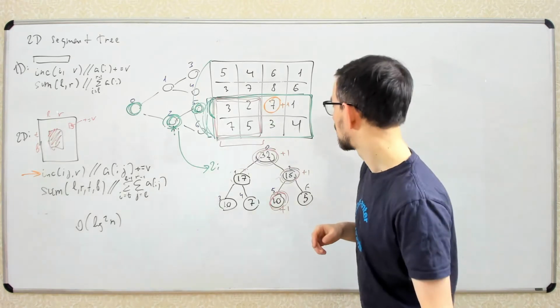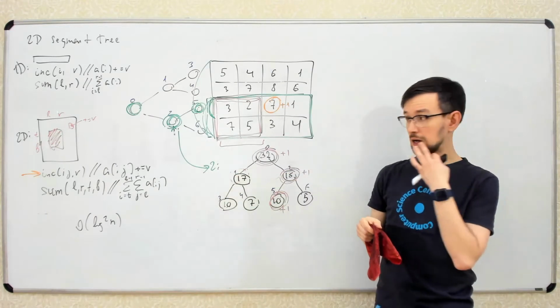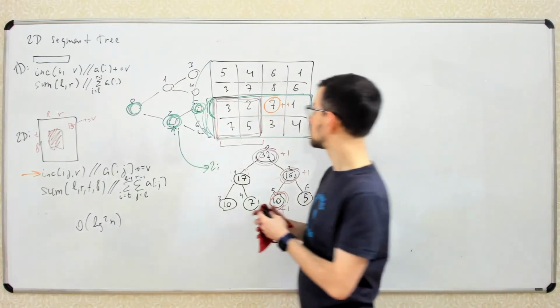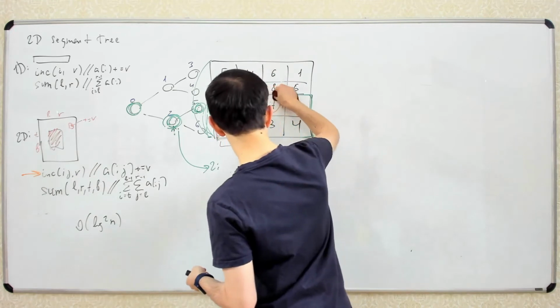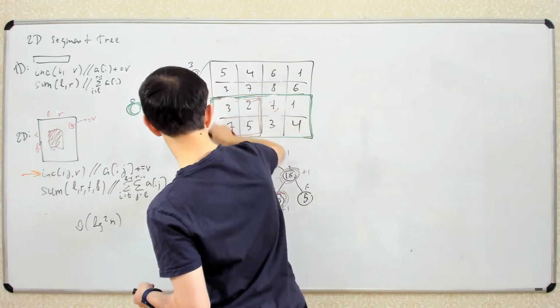Now, what about the second operation? How to perform the second operation? Again, we need to calculate the sum on sum. Oh, this picture is going to be... let me just remove something from this picture.